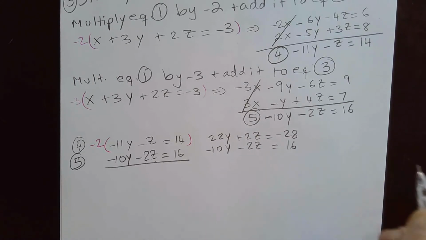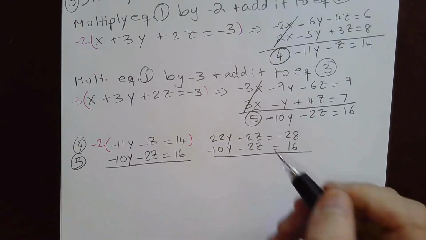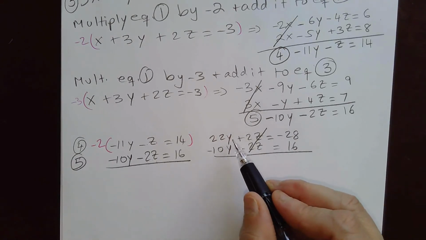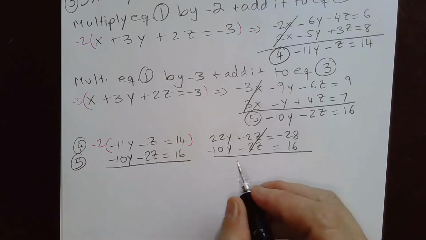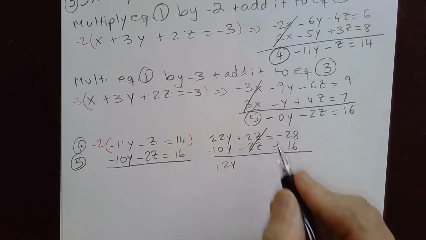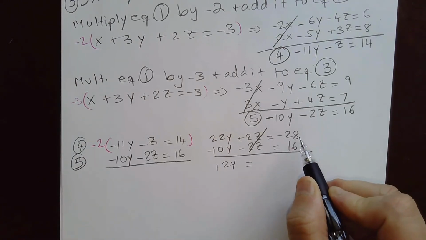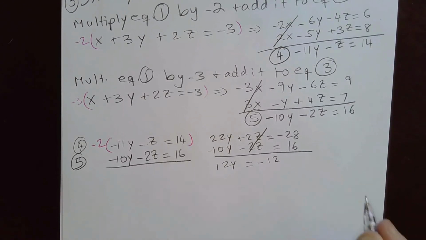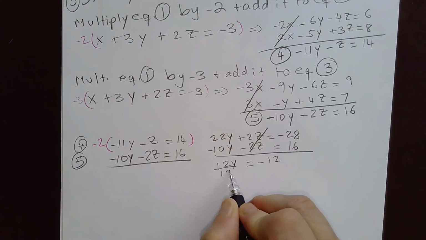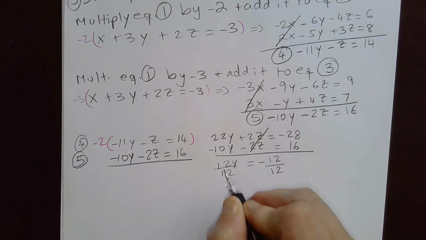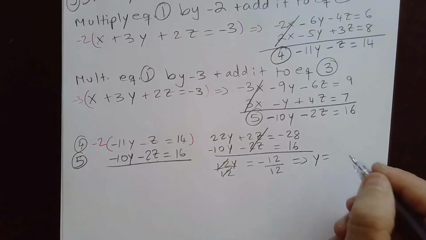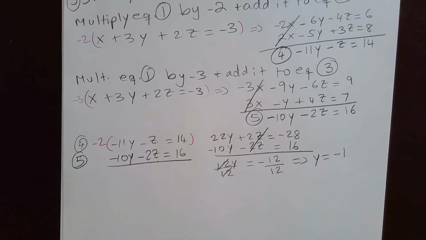And as you can see, if you were to add them, the z is going to cancel out, and you're left with 22y minus 10y. That will give us 12y, equal to negative 28 plus 16. Negative 28 plus 16 is negative 12. You divide by 12 to solve for y. Here we have y equal to negative 12 divided by 12, which is negative 1. We got the solution for one variable, y.